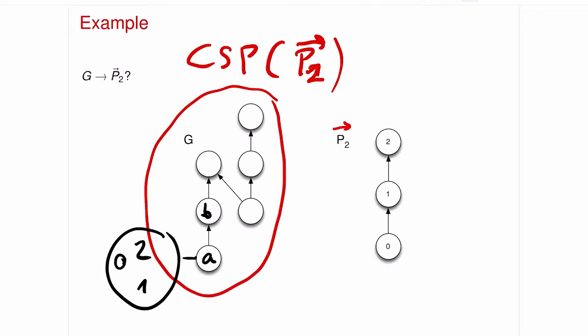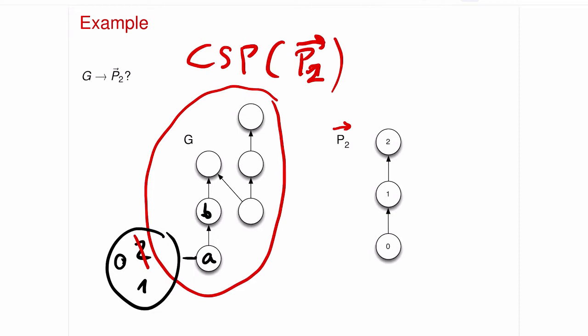Is it really possible that A is mapped to 2? The thing is, there is an edge from A to B, so we would also have to map B somewhere. But the vertex 2 has no outgoing edge, so there's no candidate. So in fact, value 2 is impossible for variable A. So that's why we eliminate 2.